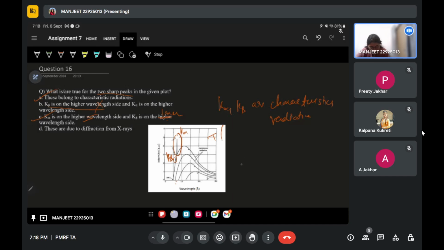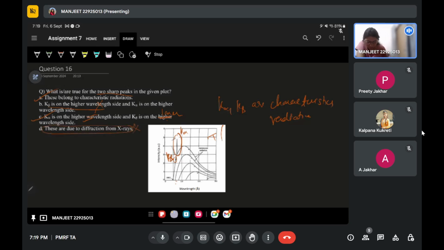In the D part, this is due to the diffraction of X-rays. No, this is not due to the diffraction of X-rays. This is the graph of how the intensity behaves with lambda, because intensity is also changing, as there is an attenuation factor in the intensity as it moves with distance. So the intensity also varies, and we have plotted this for different voltages. So this is not diffraction.